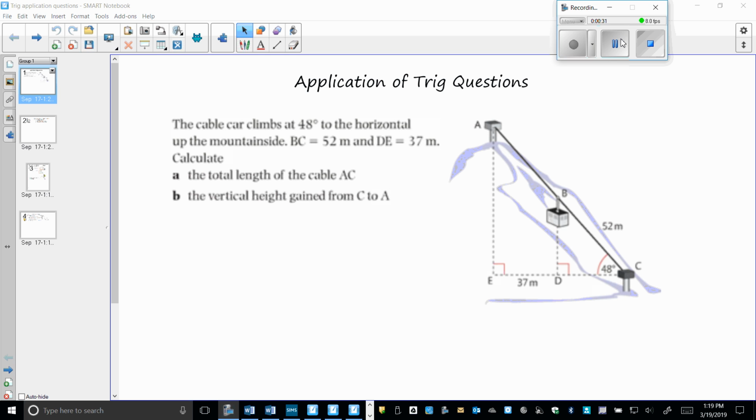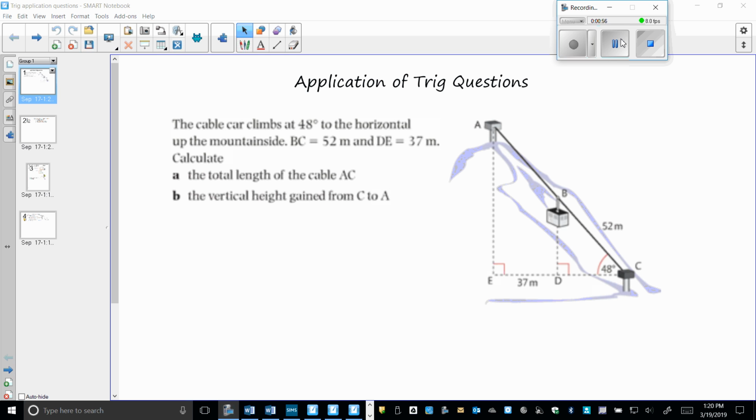Okay? So the cable car climbs at 48 degrees to the horizontal. So the way they work this means that this is 48 degrees. It's in the diagram anyway, but just so you're aware that if it's to the horizontal, then it will mean that this angle here is 48 degrees. And that's the mountain side.